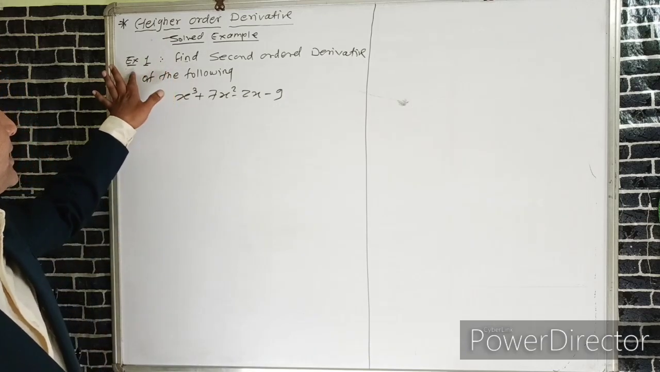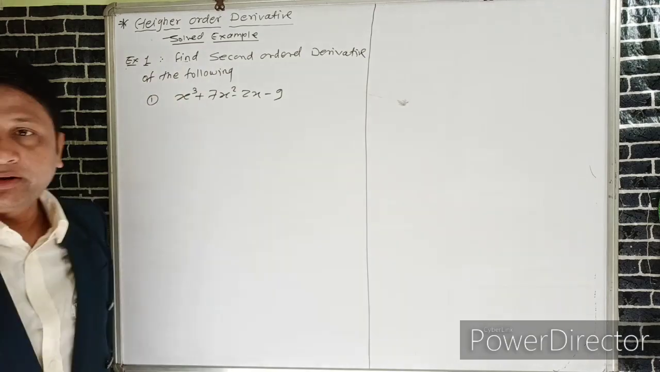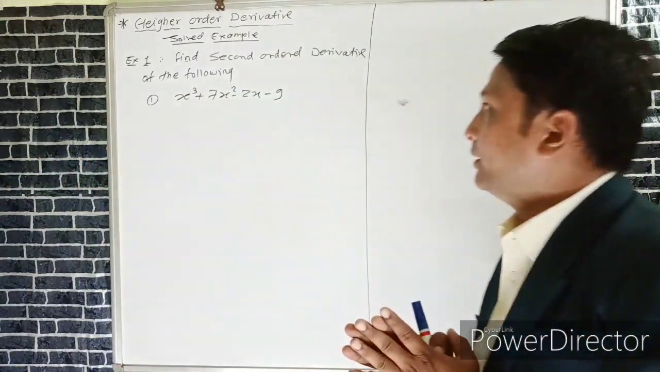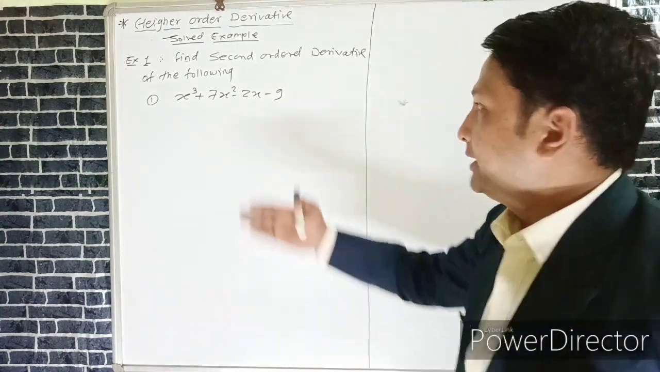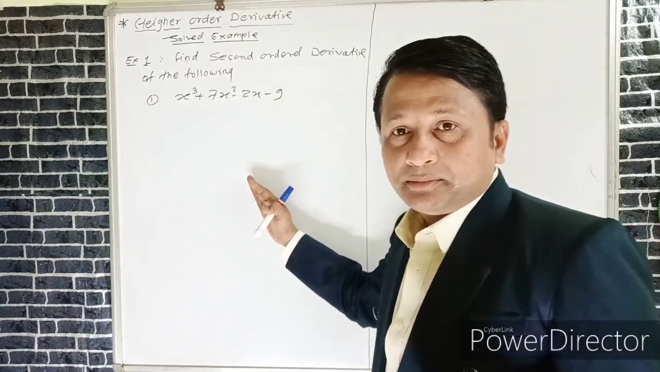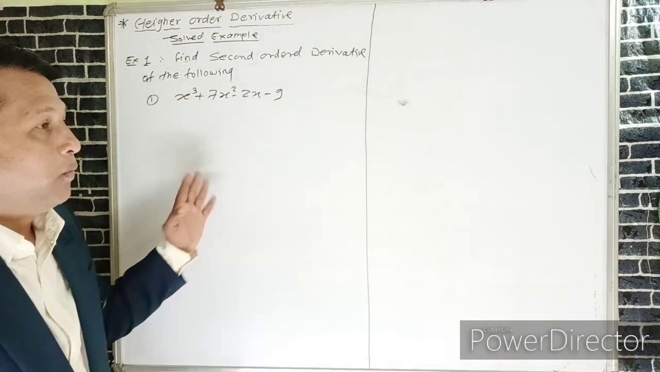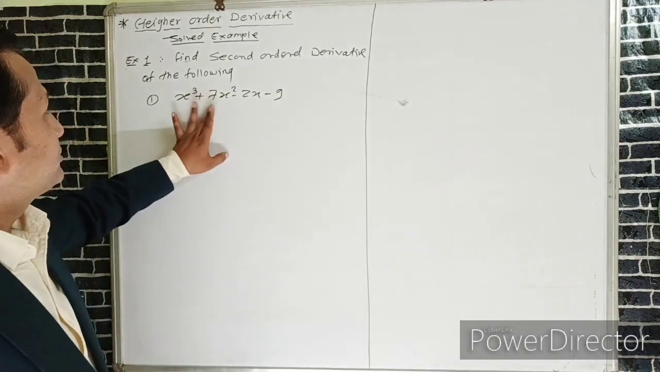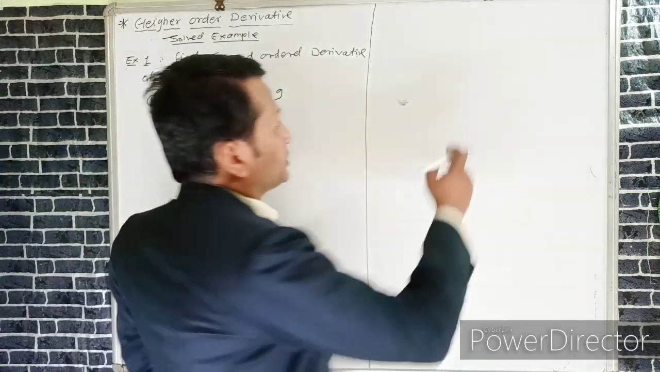Example number one: find the second order derivative of the following. Here we have to find the second order derivative. If we differentiate a given function with respect to x, we get the first order derivative. Again we differentiate the given function, then we get the second order derivative. But first we convert the whole function into the form y is equal to f of x.